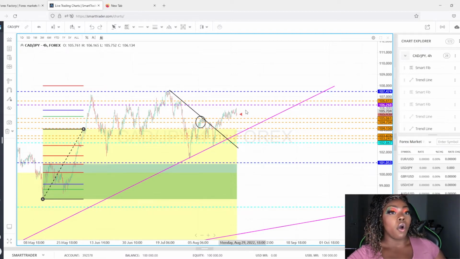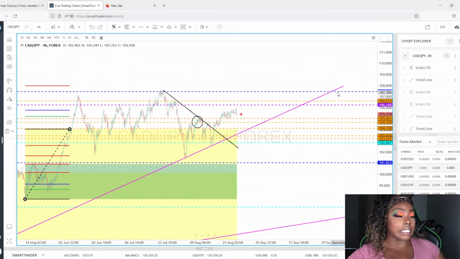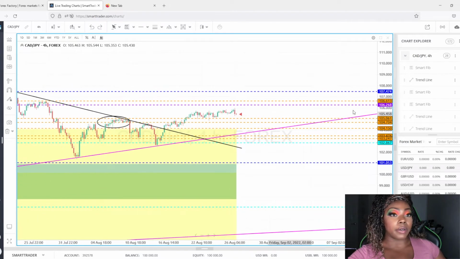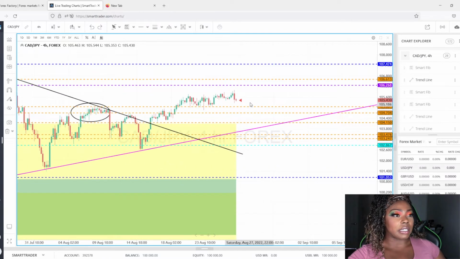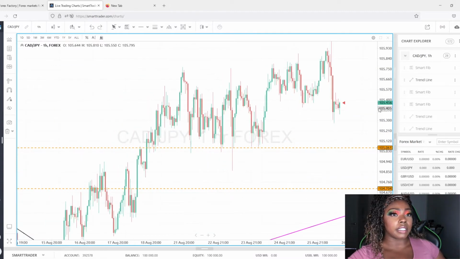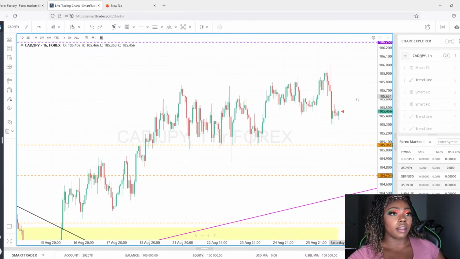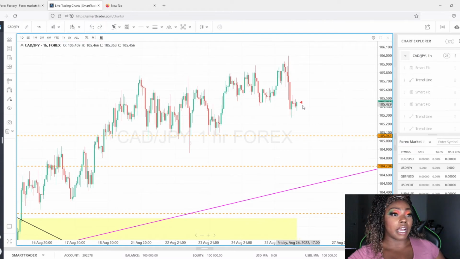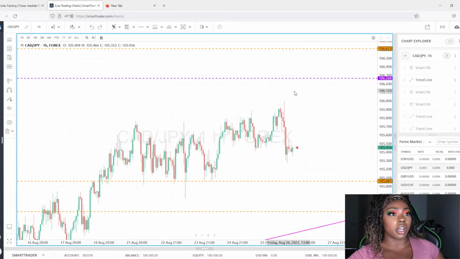So now what I am thinking is we're probably going to come back down, retest some of these zones in here, and then continue up. So if we look at what's going on the 1 hour, you can already see that we're getting some movement back down, probably to retest this zone up in here before continuing up to this monthly resistance zone. So that is the CAD yen.